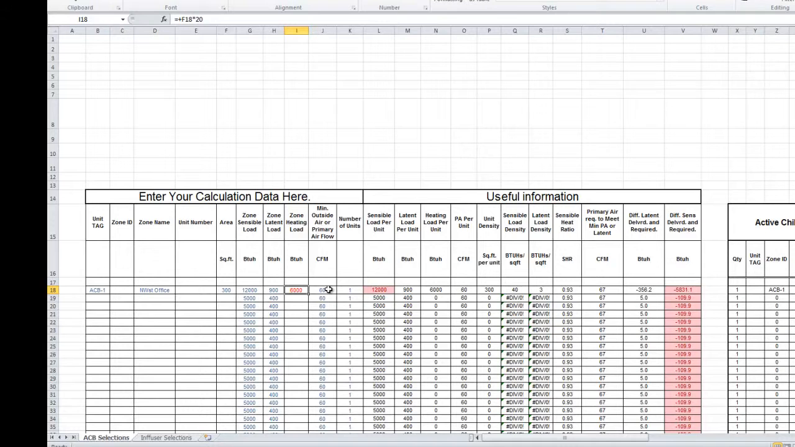The next step is to determine roughly how many active chilled beams we want to install into this location. So given that this is a 300 square foot perimeter office, a good rule of thumb is to use one perimeter chill beam every 100 to 150 square feet. If I was to try and deliver this capacity with one chilled beam, as you can see, I would need 12,000 BTUs per beam, which is too high per beam.